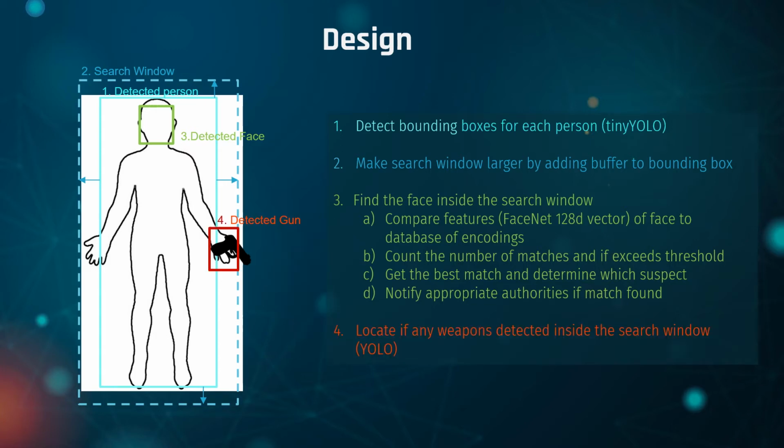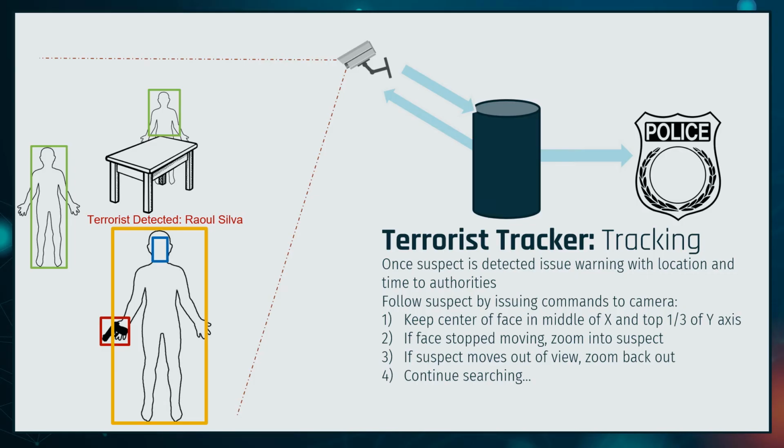Terrorist Tracker will also determine if the suspect is carrying any weapons in the search window, using our pre-trained YOLO models mentioned earlier. Once a suspect has been detected, Terrorist Tracker in real time follows the suspect by remote controlling the PTZ camera. Terrorist Tracker does this by keeping the middle of the face box near the middle of the x-axis and the top 1/3 of the y-axis.